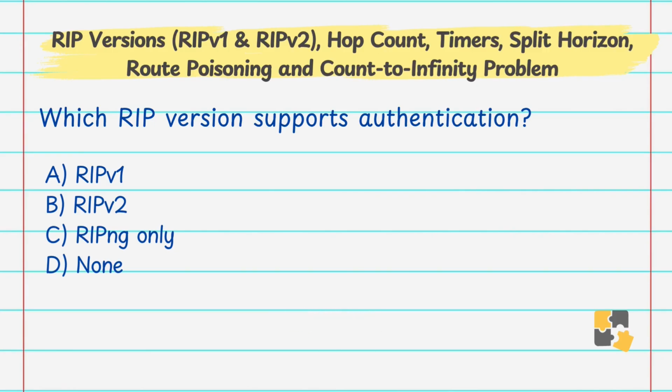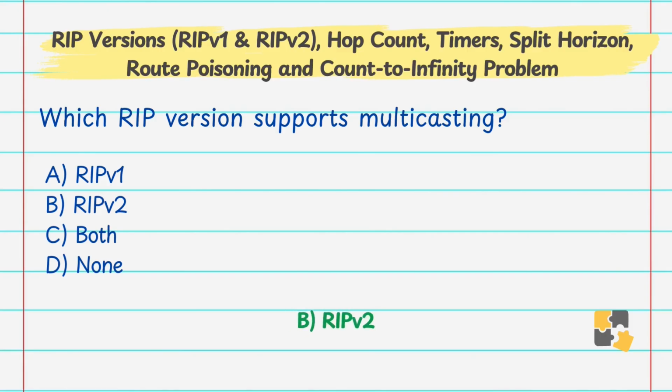Which RIP version supports multicasting? A. RIP v1, B. RIP v2, C. Both, D. None. Answer is B. RIP v2. RIP v2 sends updates using the multicast address 224.0.0.9, reducing unnecessary traffic. Okay, that's why RIP v2 supports multicasting.